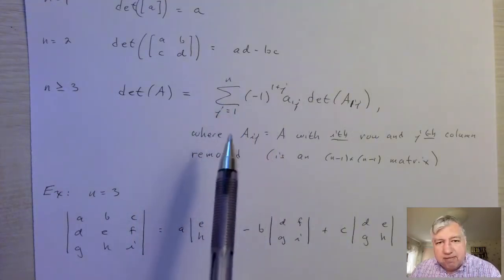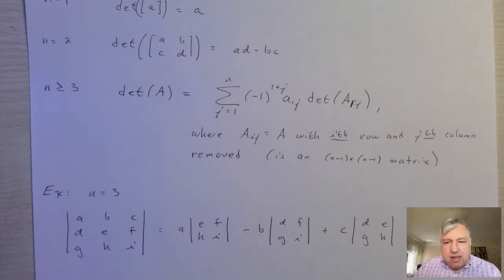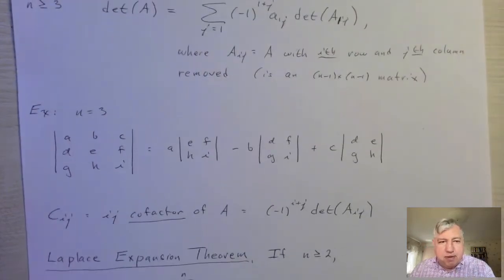Okay, so this seems like a very complicated definition, and it's actually one of the nicer definitions of determinant. There are other ways to define and calculate determinants, but this relies on knowing how to compute determinants of smaller matrices. So let's look at how to compute the determinant of a 3 by 3 matrix.